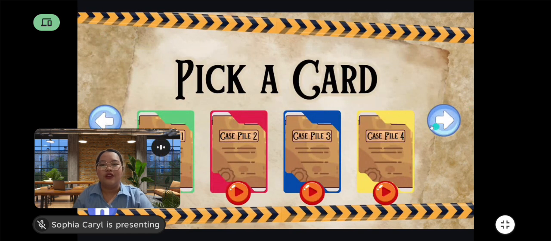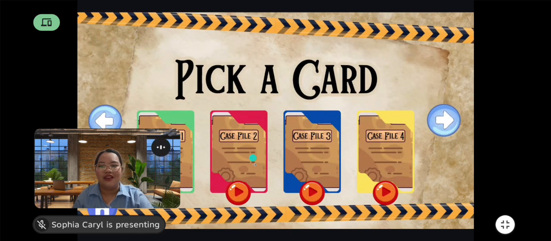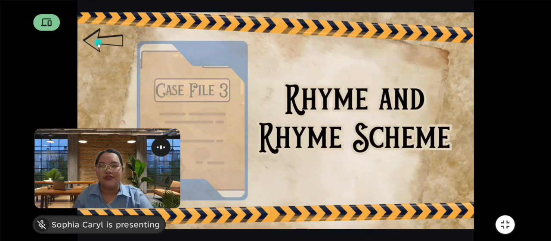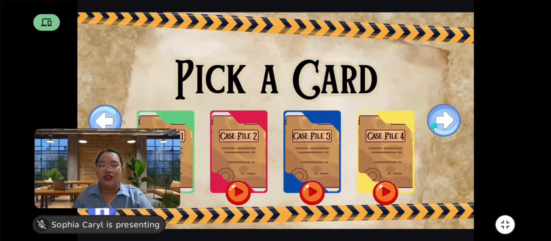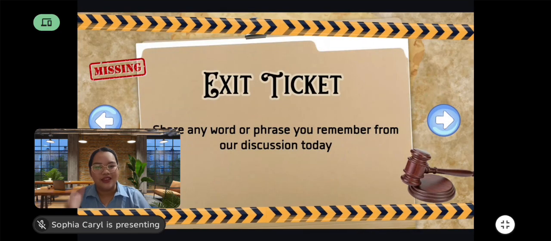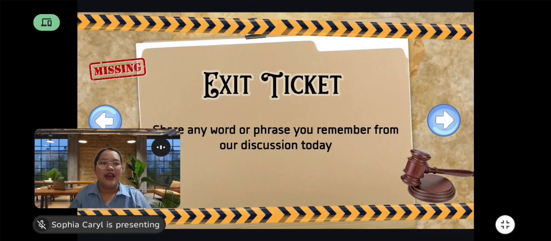We always need to go back to this slide after picking a topic by clicking this arrow, so that we can proceed to the next slide, which is the exit ticket. After finishing the activity and application, there will be an exit ticket, just like the generalization part of the detailed lesson plan. The students will share any word or phrase that they remember from the discussion.